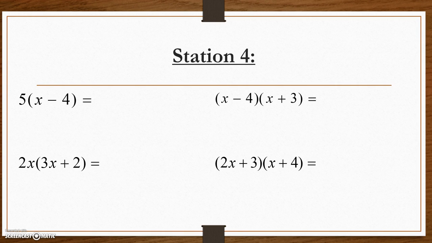Welcome to Station 4. We're going to be doing the distributive property for this station. So for the first one, we have 5 on the outside of a parenthesis of x minus 4. So you're going to distribute the 5 to everything inside the parentheses.